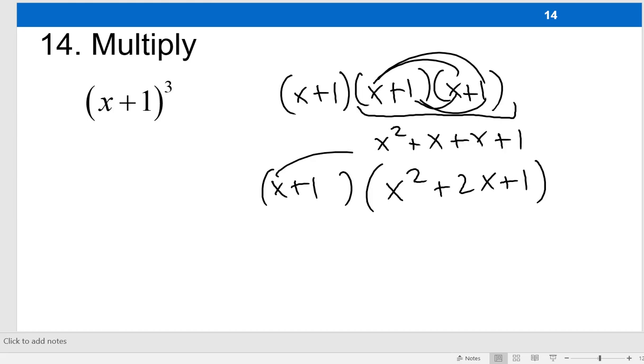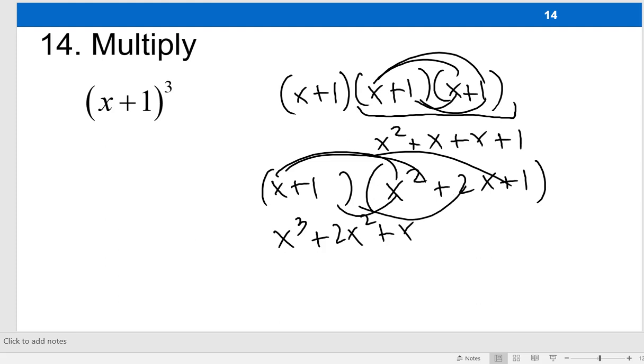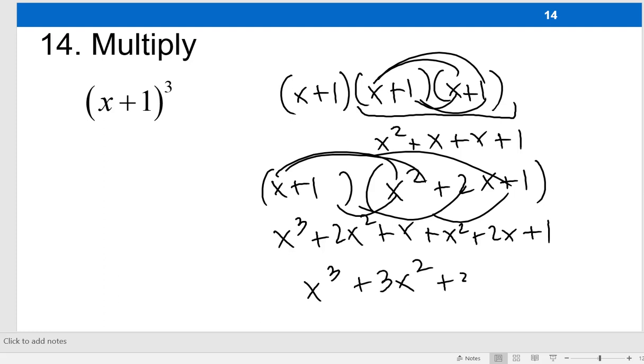Distributes the same way. The x distributes across all three. x to the third plus 2x squared plus x. The 1 does the same thing, so that I get plus x squared plus 2x plus 1. Combining like terms, x to the third plus 3x squared plus 3x plus 1.